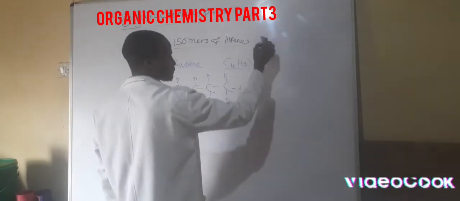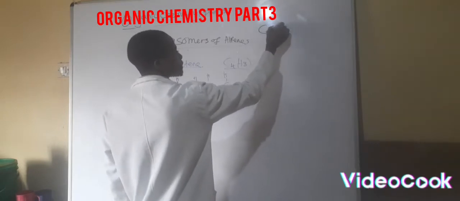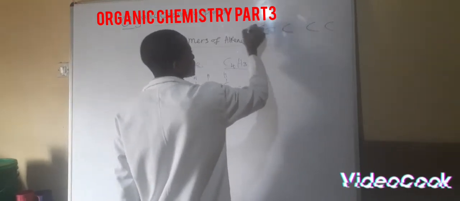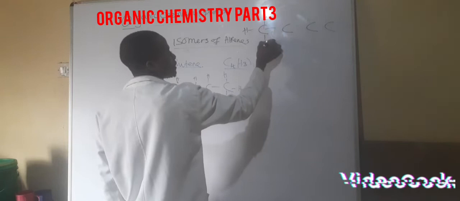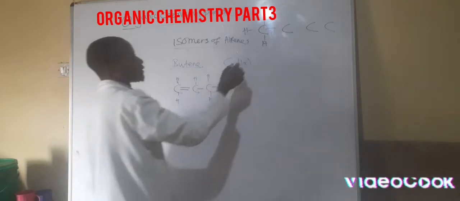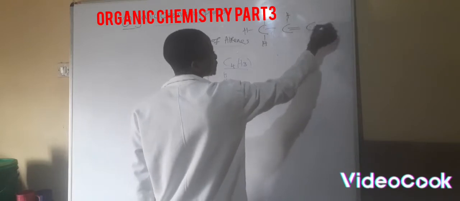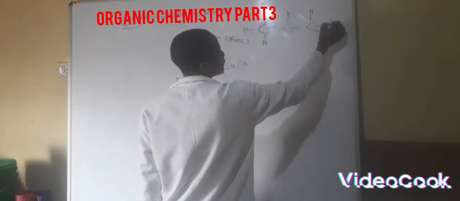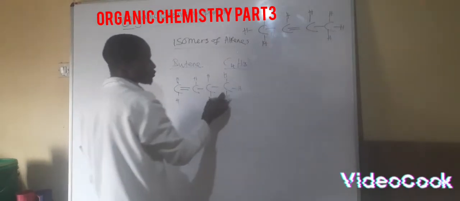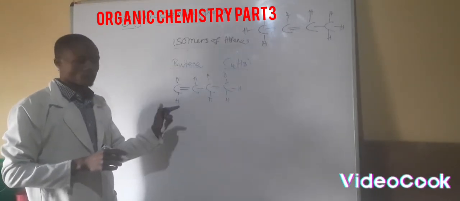I'll draw three of them. So the first one will be here. When writing isomers of this alkene, sometimes it is just a matter of changing the position of the double bond. So we may change the double bond, it can be there. So these two have the same molecular formula, but different structure formula.